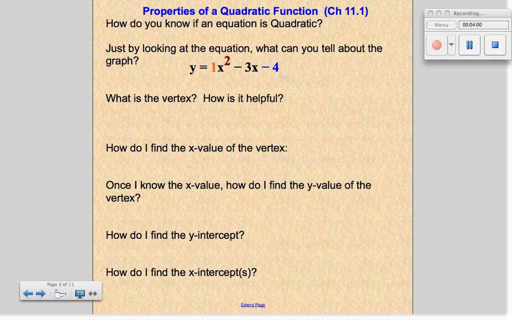So, properties of a quadratic function. How do you know if a function is quadratic? If you think pictorially, it's going to be a parabola. So, how do I know? I should know by the x squared, and you guys should already know that. And just by looking at an equation, I can tell a lot about it. When we did lines, you can tell what the slope is, you can tell whether it's going to go up or down, you can tell what the y-intercept is, all from looking at an equation. And we can do the same thing if it's a quadratic.